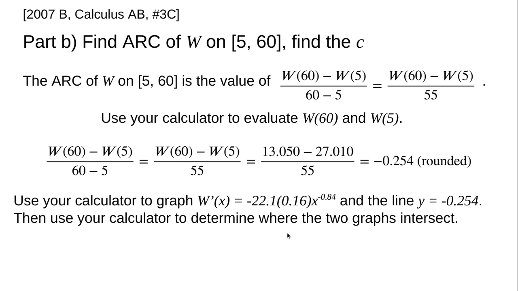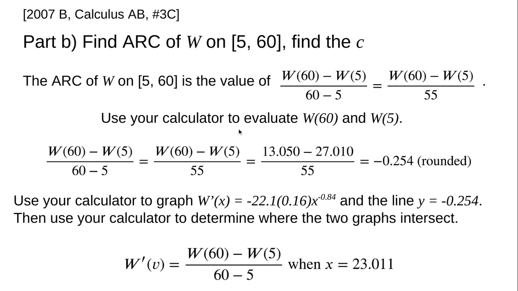There are other ways to do it. We could add 0.254 to W prime of X and find an X-intercept or something like that. But it's just as easy to set them as different functions and find out where they intersect. So if we do that, we find that W prime takes the value negative 0.254 when X is approximately 23.011.